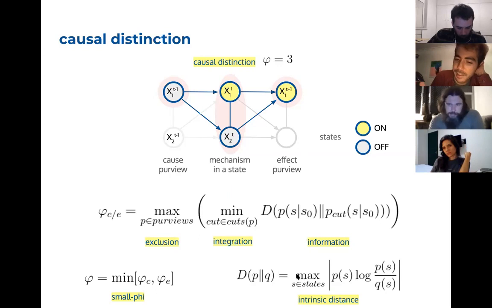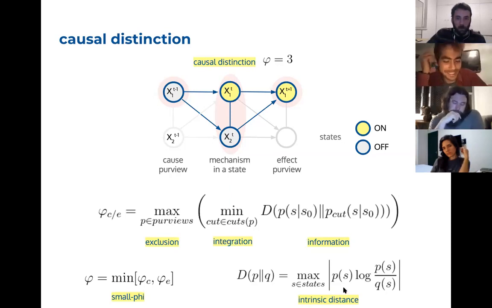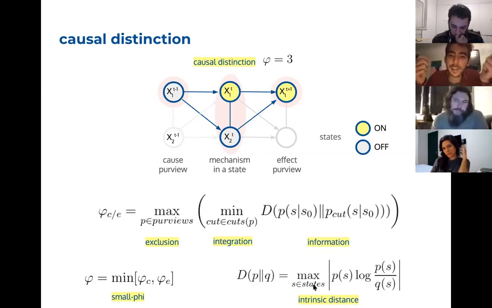So the distance you actually use to compute these differences, for IIT 4.0, is this intrinsic distance that took a long time to develop, and it's not the Kullback-Leibler distance. It's a distance that preserves this property in which if you add horses, reliable horses, you... how do I explain this?